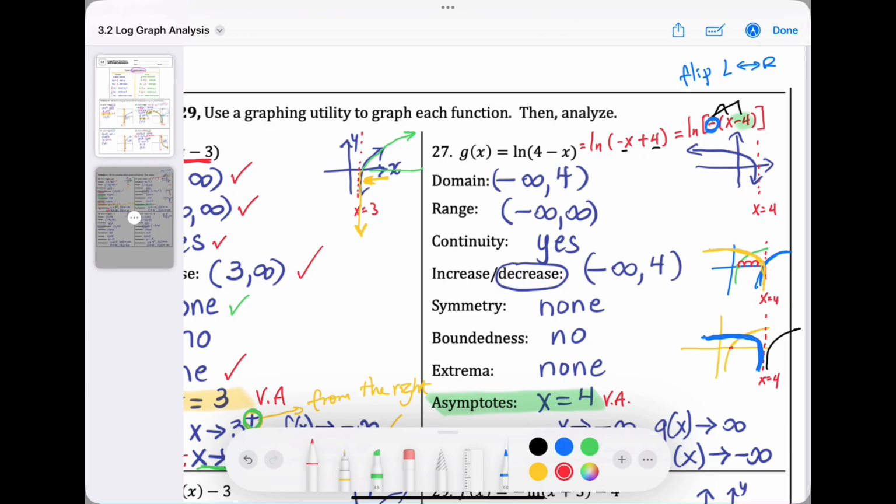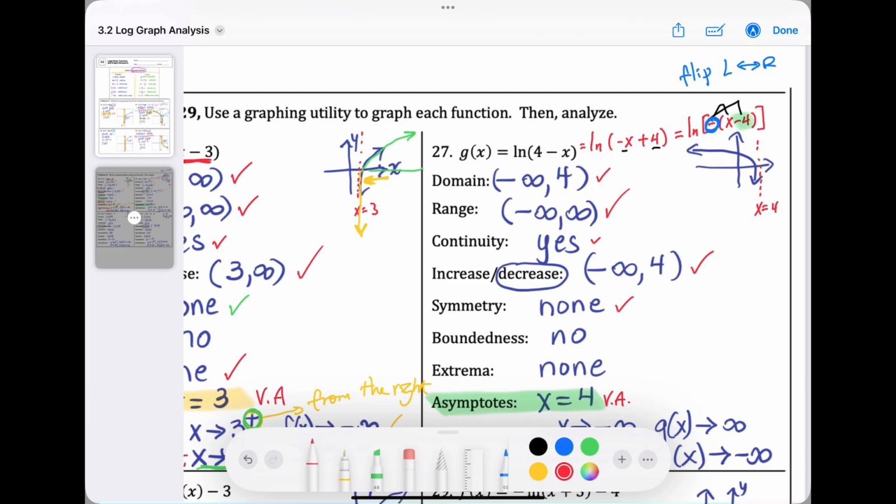So seeing is believing. So what will be my domain? As you can see, if you only look at the picture, my domain is from negative infinity to 4. Remember, this is my vertical asymptote, check. And my range is negative infinity to positive infinity. Yes, it's continuous. And yes, my picture is decreasing. So therefore, that will be a decrease, okay?